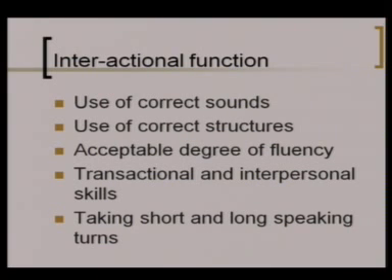We need correct sounds, which means I need to use the correct pronunciation. I need to use the sounds of English correctly. There are certain sounds in the English language which do not exist in my language, but I need to learn the sounds and use them correctly. Like O. That O sound doesn't exist in Hindi. It is either O or Au. So I would not say hout, I would say O, hot. Then use of correct pronunciation, then use of correct structures.